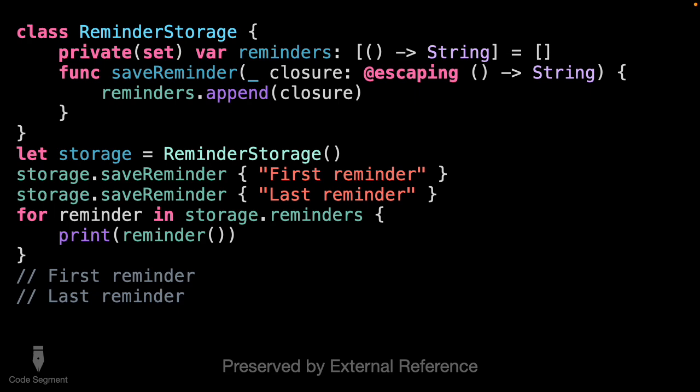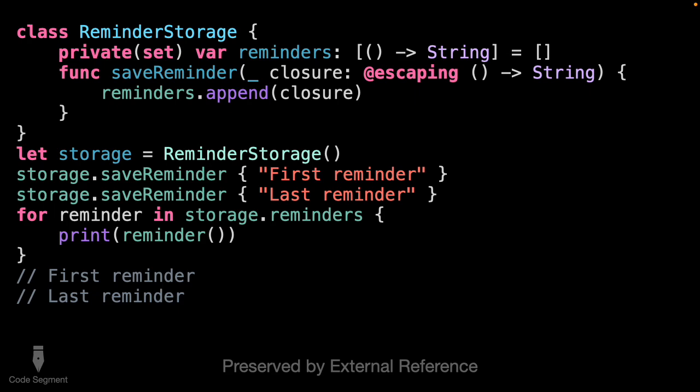Swift can detect when this happens, and it will give you a compiler error if you try to have a closure that escapes without marking it as escaping. So in this case, the closure that's passed into save reminder escapes because it is being appended to a list. So it is being preserved via external reference. Some external variable or constant outside of the function is given a reference to the closure.